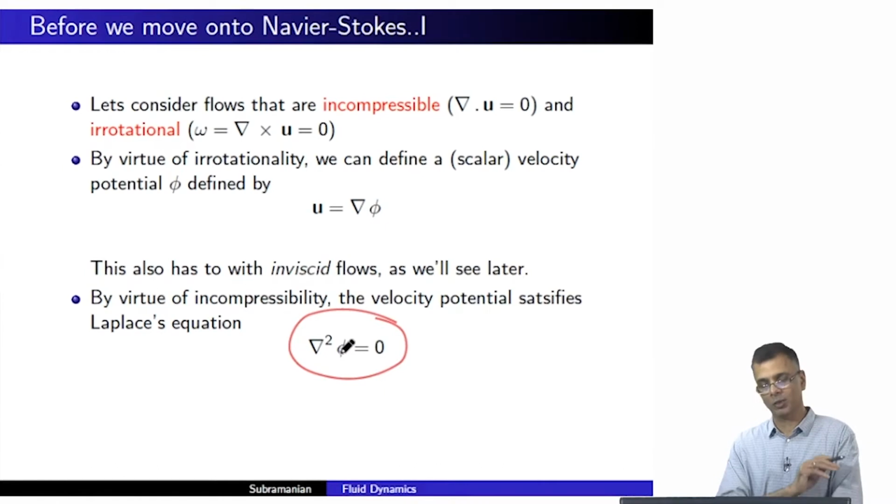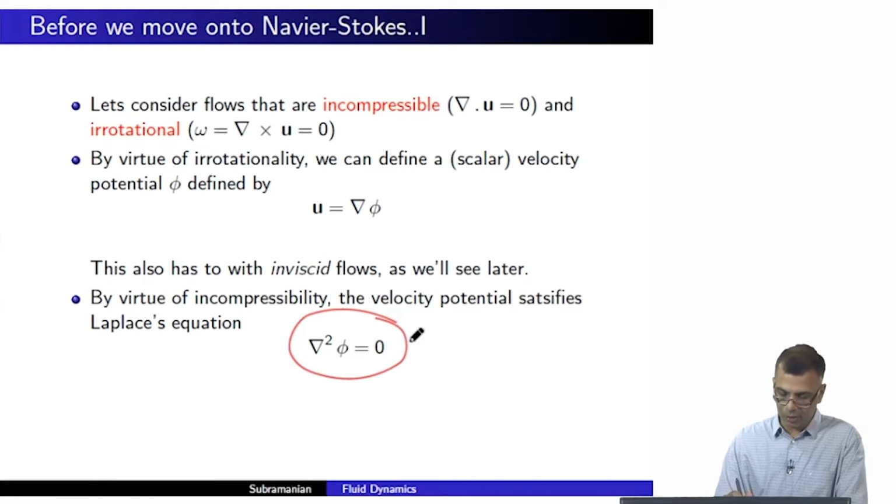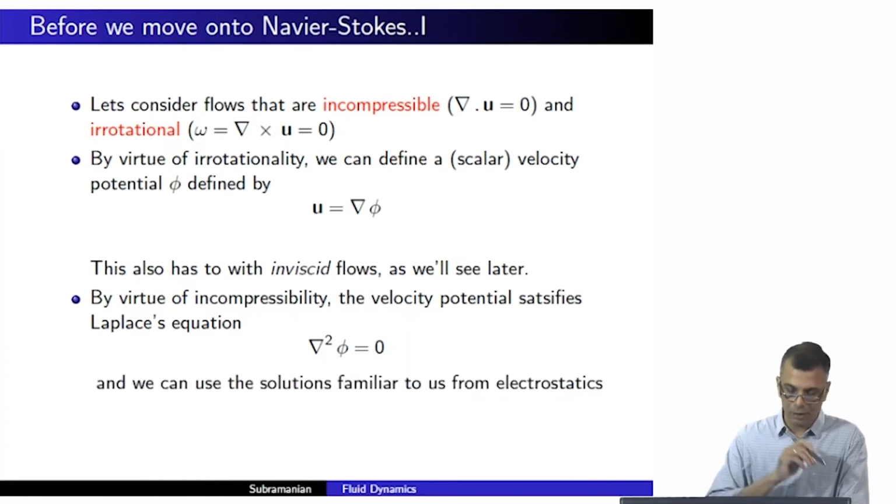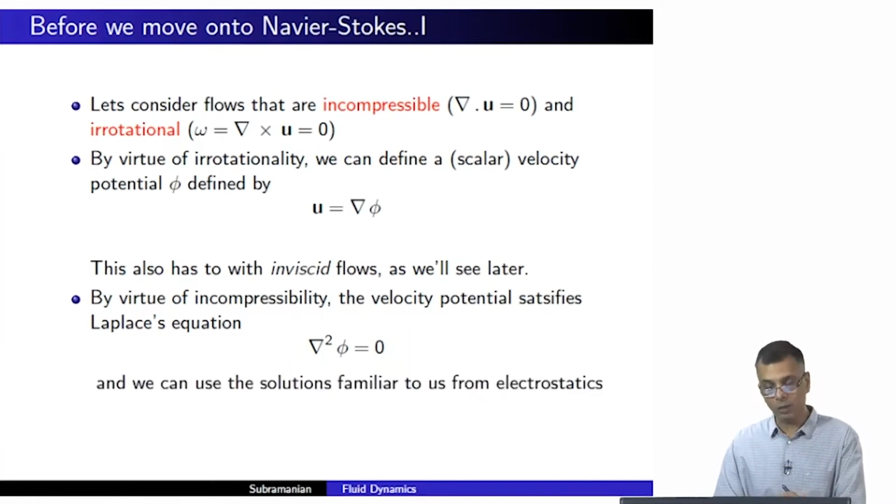And this is something that's well known from many fields, say from electrostatics. So we can take advantage of many of these results in dealing with flows that are effectively incompressible and irrotational. Remember that this is a consequence of both these. Only if both of these are satisfied, you can have a potential. You can solve Laplace's equation to get the potential, and from the potential you can get the velocity field. And like we said, we can use solutions that are familiar to us from electrostatics.